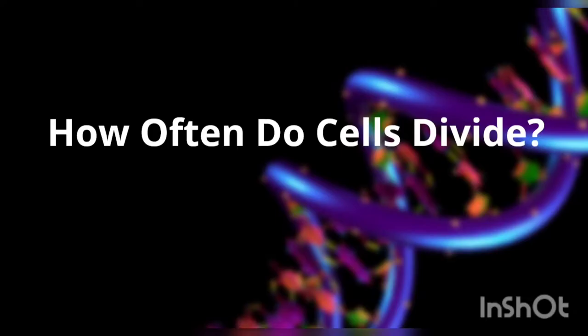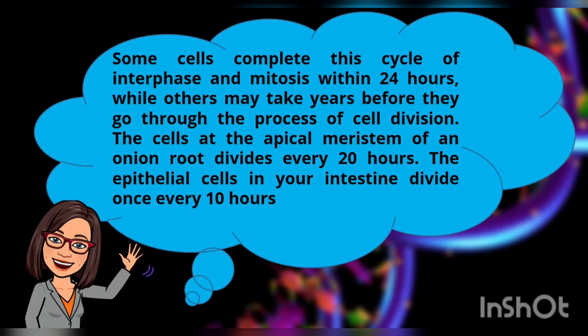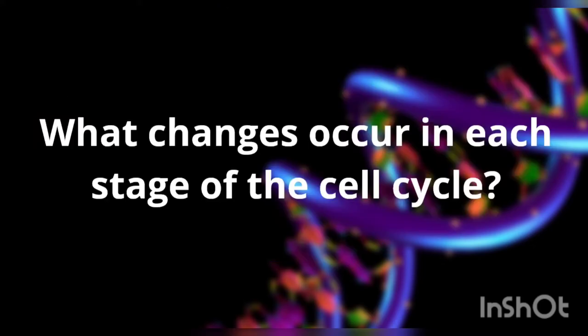How often do cells divide? Some cells complete this cycle of interphase and mitosis within 24 hours, while others may take years before they go through the process of cell division. The cells at the apical meristem of an onion root divide every 20 hours. The epithelial cells in your intestine divide once every 10 hours. What changes occur in each stage of the cell cycle?